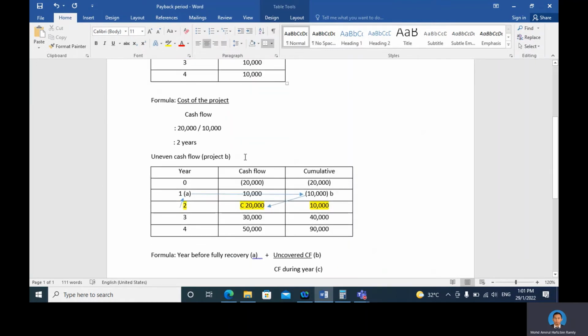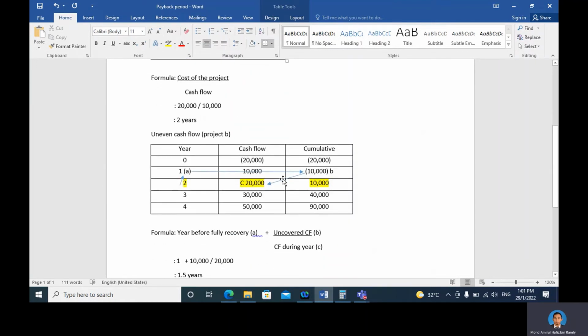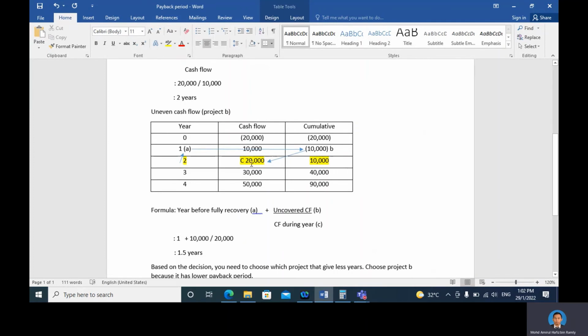Whereas for uneven cash flow here, I give the name project B, whereby the cash flow here will not be similar every year. Not similar, not the same every year. For example, for year 1, 10,000, year 2, earning 20,000, year 3, earning 30,000, year 4, earning 50,000. When the amount given here is not similar, we name it uneven cash flow. How to do? You need to create one other column here.